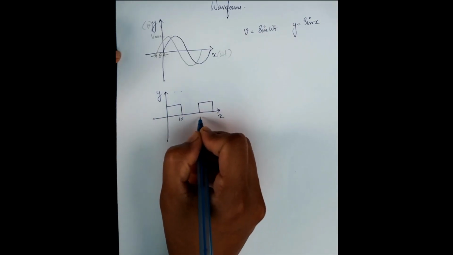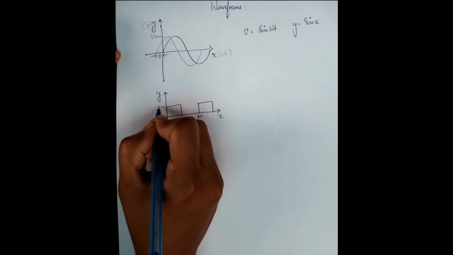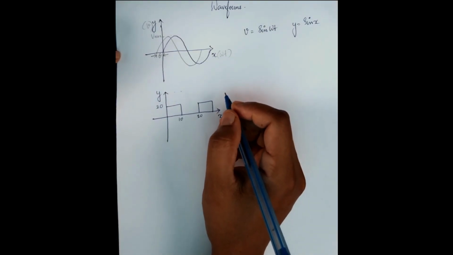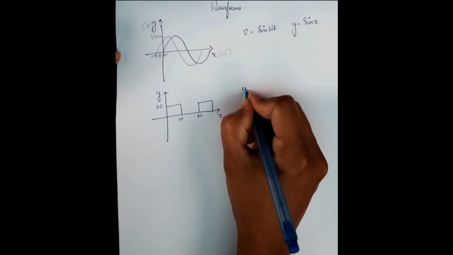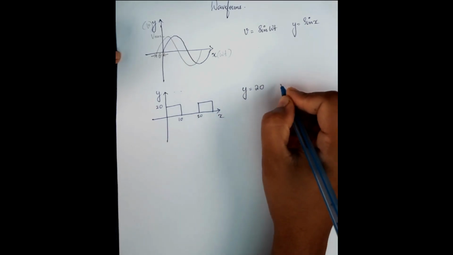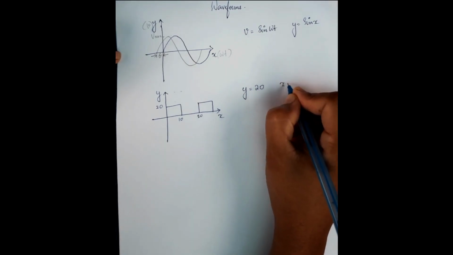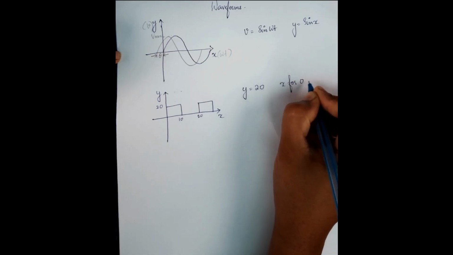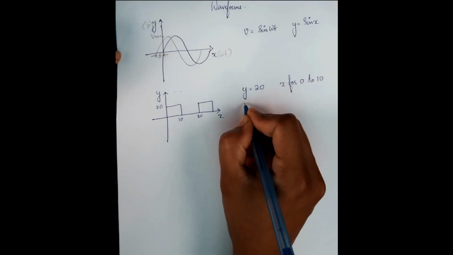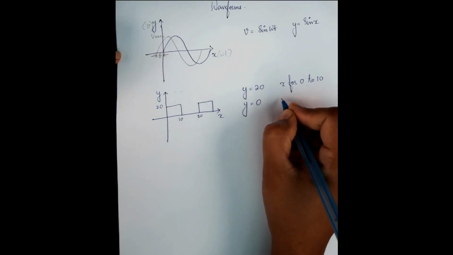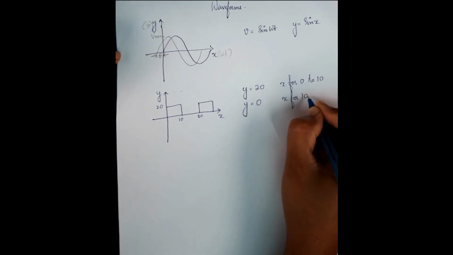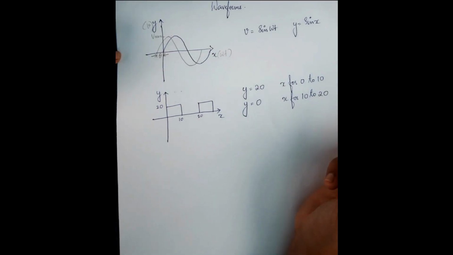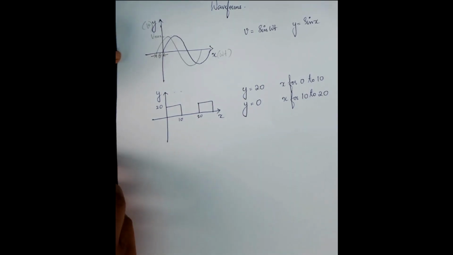Now how to represent this wave? Here the y-axis is 20. For x from 0 to 10, and y is 0 for x from 10 to 20. This is how we describe the waveform.